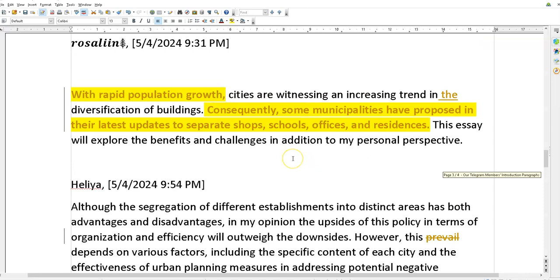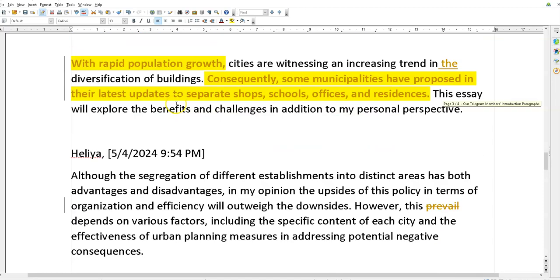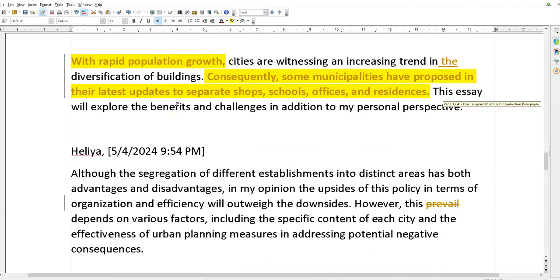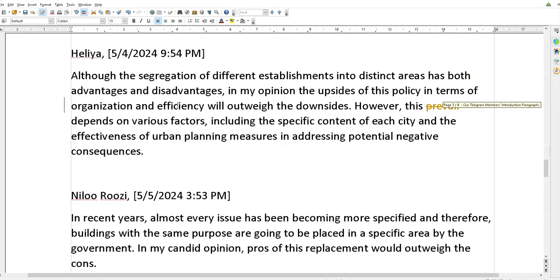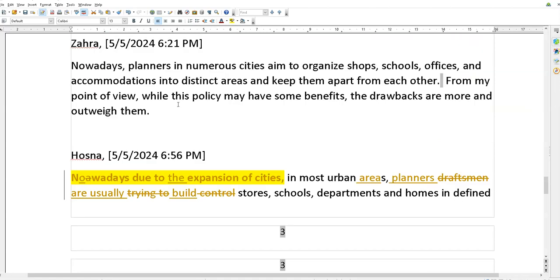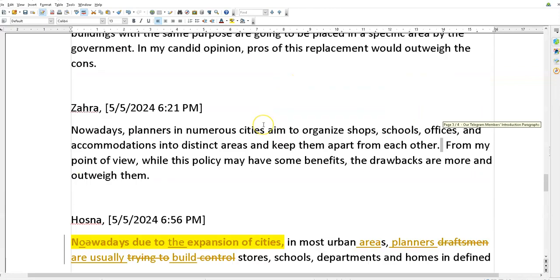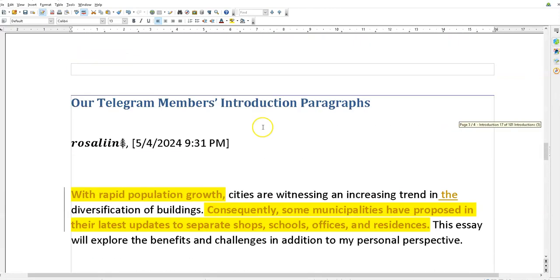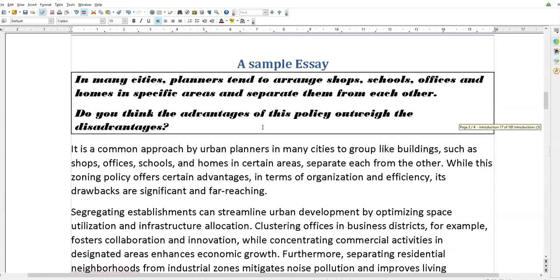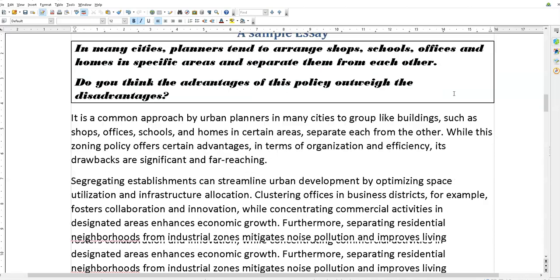Don't add anything that's not in the topic. It doesn't say that. It doesn't say population growth. It doesn't say an increasing trend. So just the expansion of cities. It doesn't say that either. So don't add anything to the rubric. That's what you've got to include. That, only that. So paraphrase that. Don't add anything else.